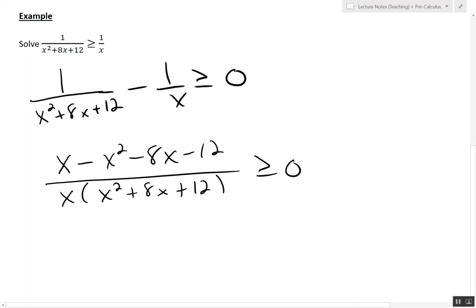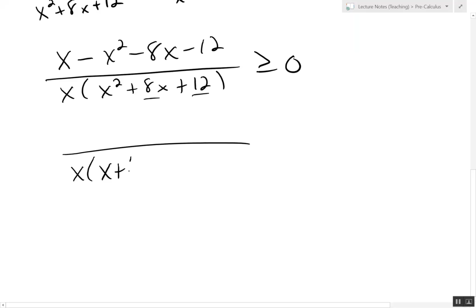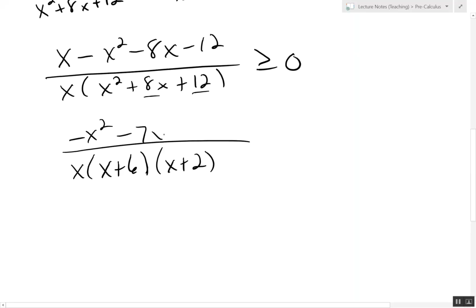Now you can also do the factoring in this step, which I am going to do. So I need two things to multiply together to be 12, but sum to 8. So let's see, factors of 12, and so we need to find the factors of 12 that add to 8. Well, that's simple. That's 6 and 2. So in the denominator we'll have x times x plus 6 times x plus 2. And then in the numerator we'll simplify. So this is negative x squared minus 7x minus 12 is greater than or equal to 0.